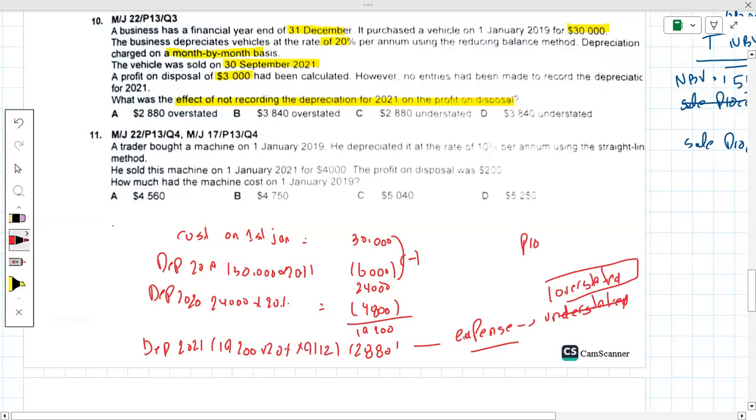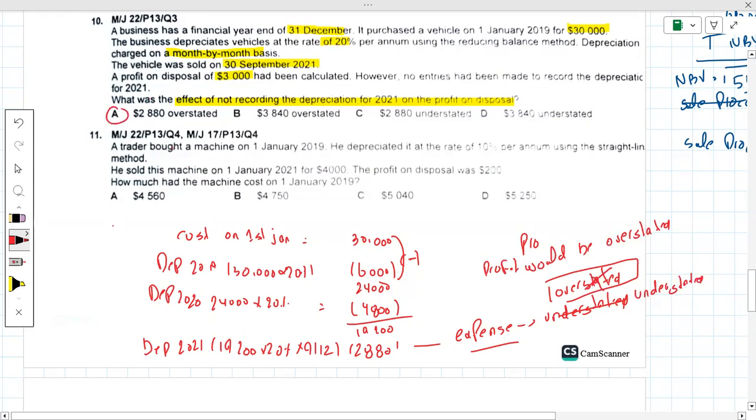So what does it mean? Because you have not recorded it in 2021, these expenses were understated. Your expenses were understated, and that is why your profit on disposal would be overstated by 2,880. So your profit would be overstated. A is the right option.